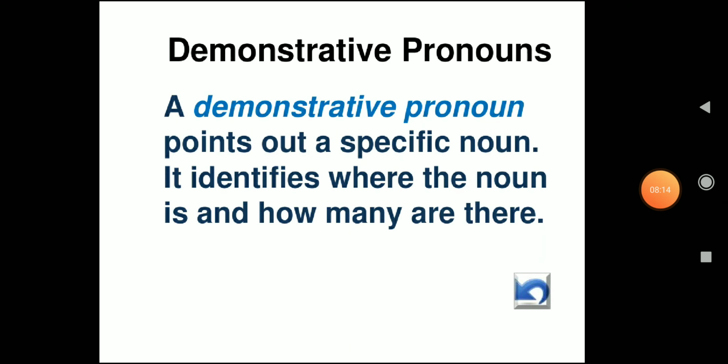Now let's discuss something about demonstrative pronouns, which is the third category of pronoun. A demonstrative pronoun points out a specific noun. It identifies where the noun is and how many there are. In short, demonstrative pronouns are used to point out the object or objects to which they refer. Understood? For example, this is my car. These are his shirts.